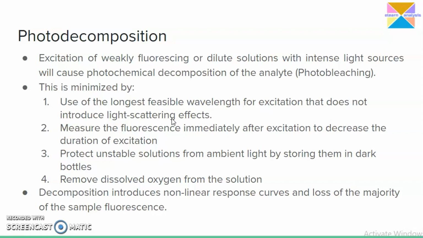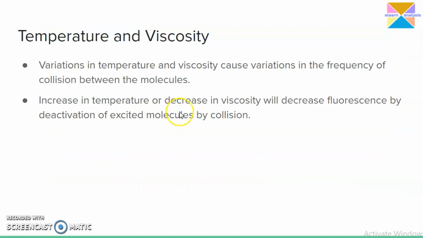In a way, this photodecomposition is a sort of quenching. It is a sort of quencher technique wherein we tend to lose the fluorescence intensity of the given molecule by the decomposition process. And the last in today's discussion is temperature and viscosity, wherein variations in temperature and viscosity cause variations in the frequency of collision between the molecules. If I vary the temperature, if I vary the viscosity, that will vary the frequency of collisions between the molecules.